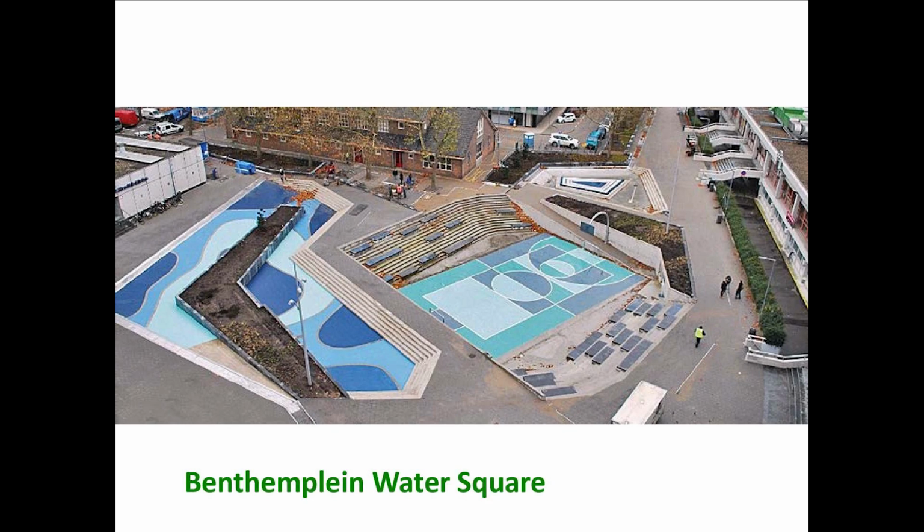Another innovation is the water square. So this one is the Benthemplein Water Square. It's the first one developed. Well, it's actually the second one in Rotterdam, but the first one of significance. And this was built in a particular neighborhood that I'll talk about in a minute, but the idea again here is to create public spaces that are floodable, and then the water can be released gradually.